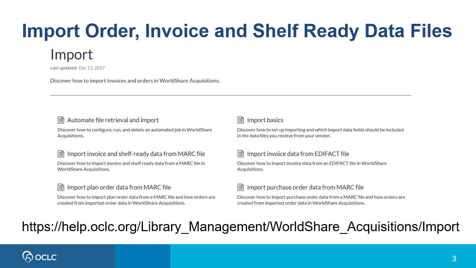You can use the documentation for WMS acquisitions to work with your vendor to be sure they can supply the data in the specific 9XX fields as required. You'll find the 9XX data file tables for order, invoice, and shelf-ready files in separate tables in the help. Go to help.oclc.org and then select Library Management, WorldShare Acquisitions, Import.